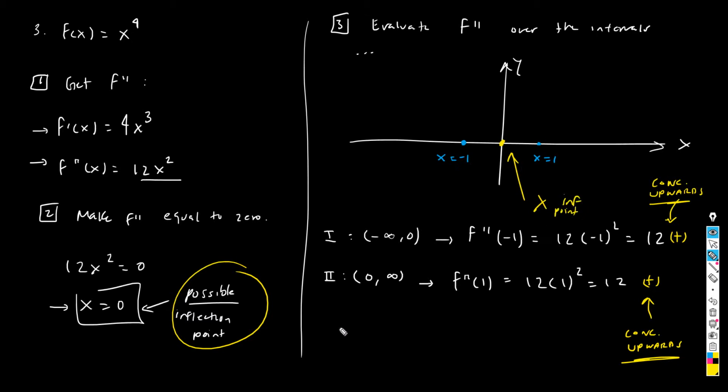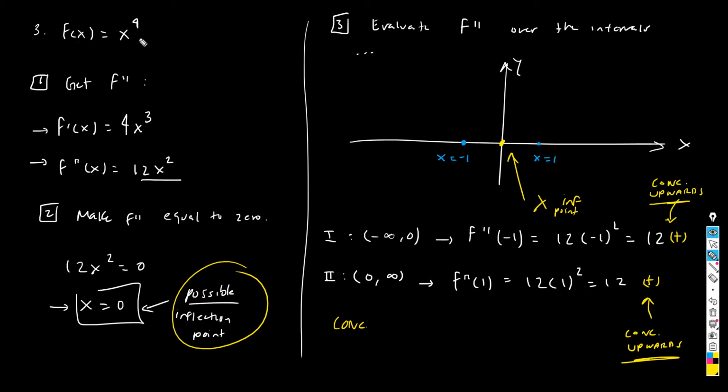Okay? And that's it. What's my conclusion? I'm going to say it very quickly. Over the interval 1 from minus infinity to 0, my function is concave upwards. And from 0 to infinity, my function is also concave upwards. Or basically, we can say that the function is always concave upwards. Done. We are completed. Now let's see how that looks.